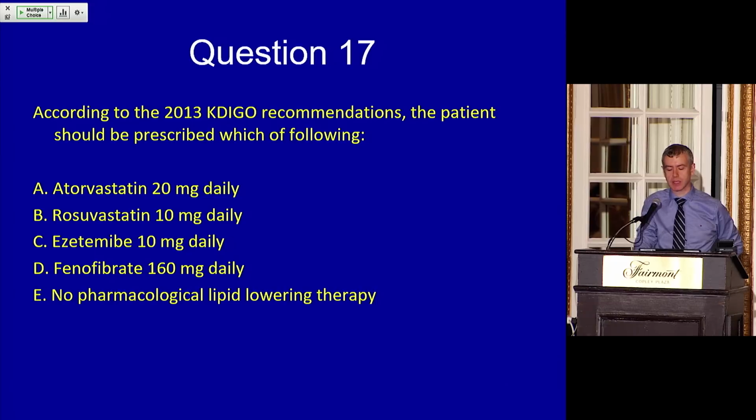According to the 2013 KDIGO recommendations, the patient should be prescribed which of the following? Atorvastatin 20 milligrams daily, rosuvastatin 10 milligrams daily, ezetimibe 10 milligrams daily, fenofibrate 160 milligrams daily, or no pharmacological lipid-lowering therapy.